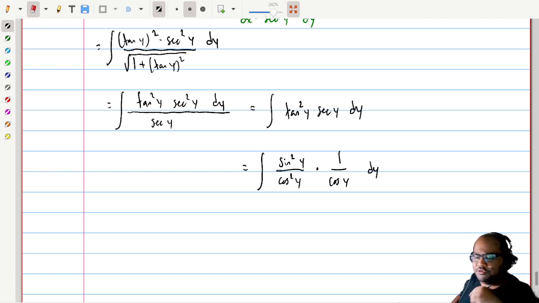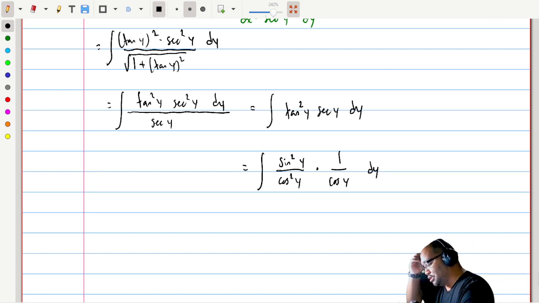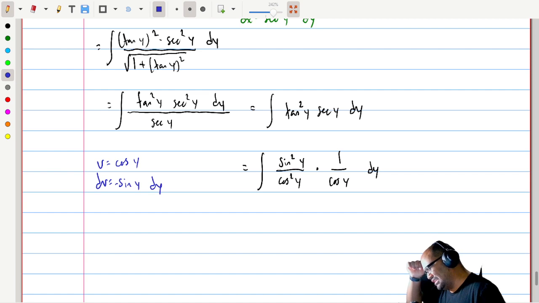Oh, how do I do this one? I remember doing this one a long time ago. Oh, I'm such a dingus here. Set v equal to cosine y, and dv is sine of y minus dy, I think.